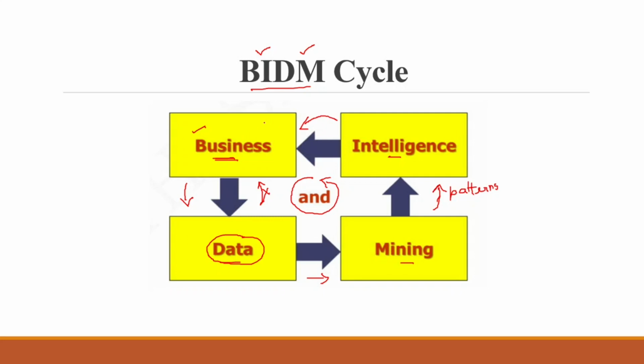So this is a cycle. After improving the business, or after making use of this data intelligence, the business will again generate more data, right? So this process is a continuous process. It forms a cycle, and there is no end point to it. Because the aim of a business is always to improve its profit, and there is no limit to making profit. As much profit as possible should be made from a business. So it's a continuous process.